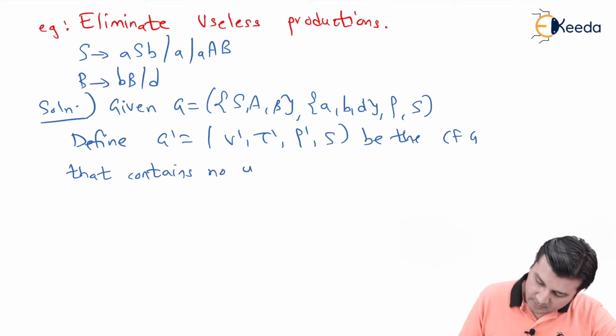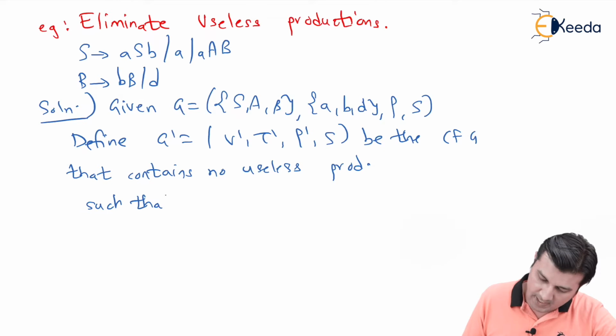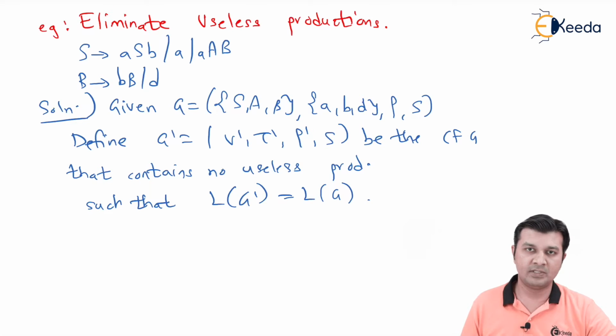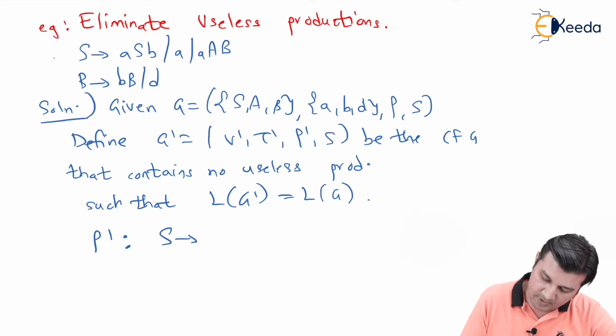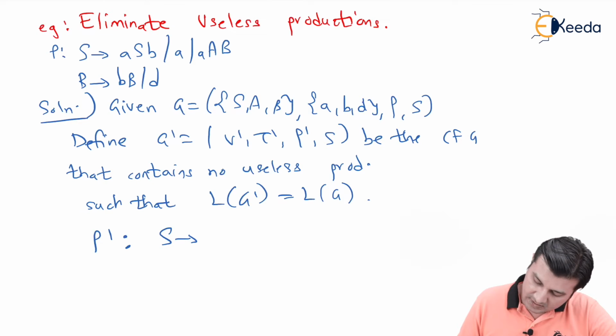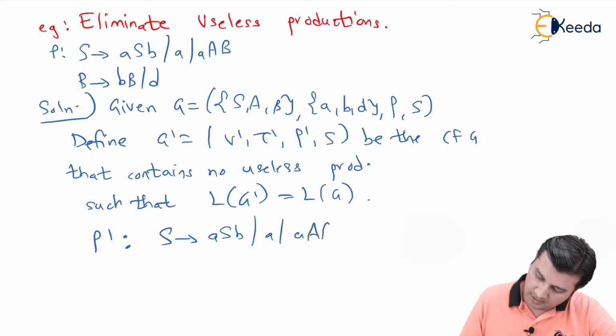no useless productions such that my new L of G dash is equivalent to my old L of G. Therefore, now I have my P dash as the same as my P which is given to me, which is ASB or A or AAB, and my B which is given to me as BB or D.